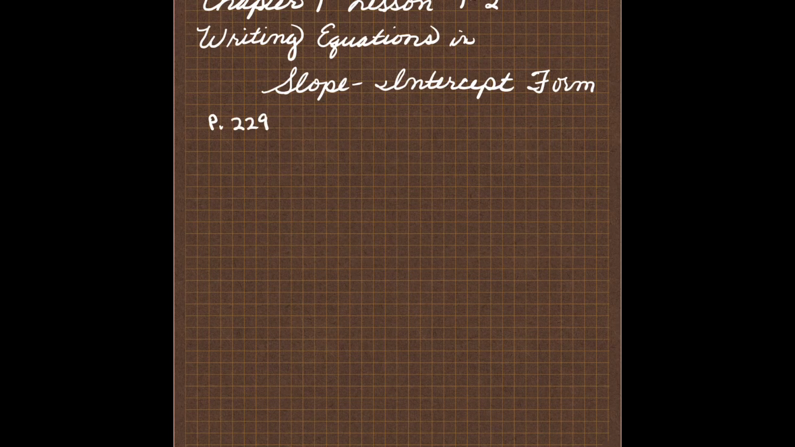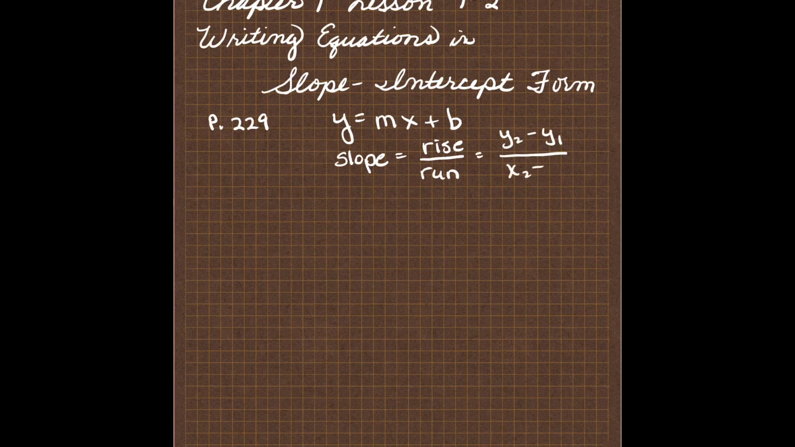Remember that slope-intercept form is y equals mx plus b. Also remember that we can find the slope of something by finding the rise over run. And if we know points and we need to do the math, we can do y2 minus y1 over x2 minus x1. Make sure you're starting to take good notes in your math notebook these days.